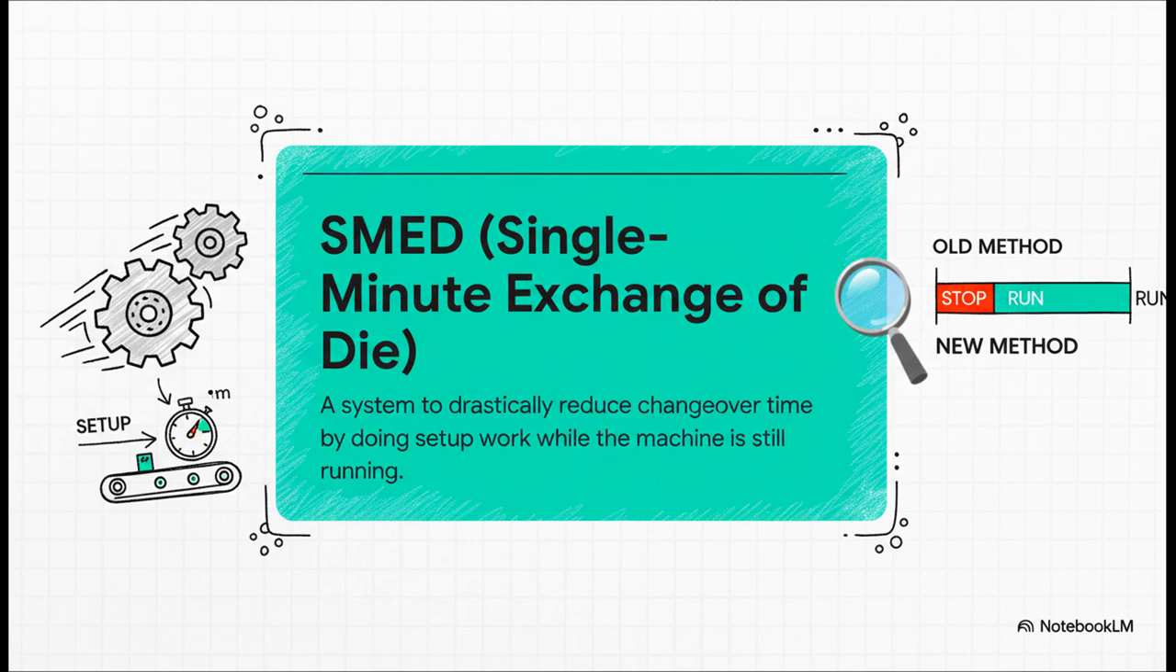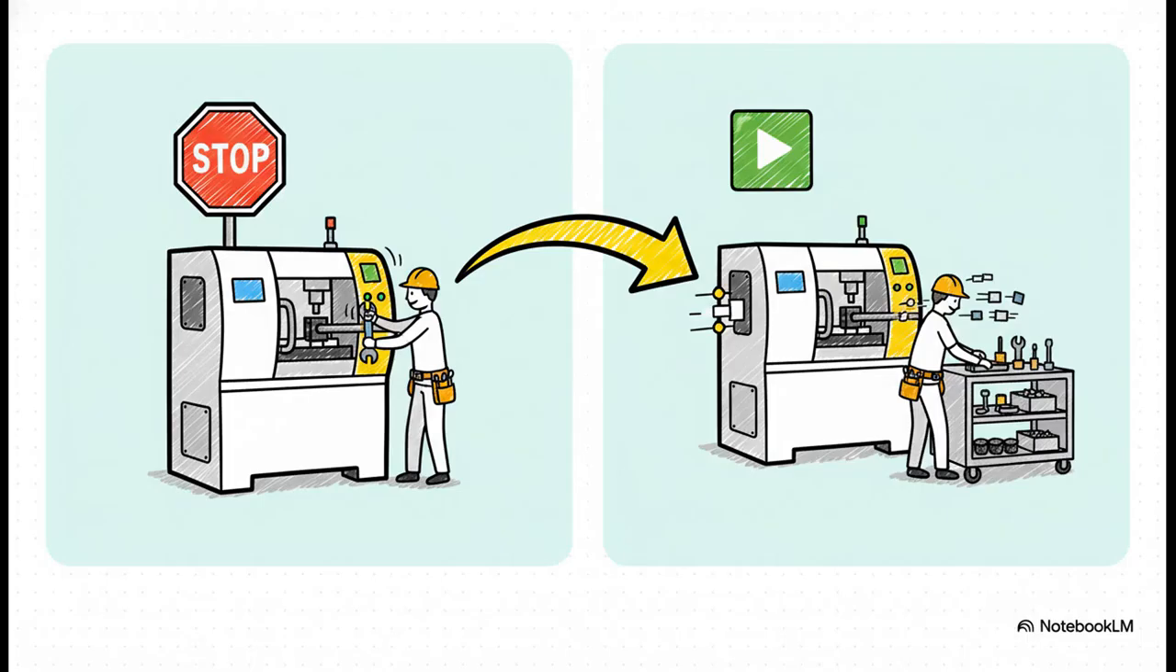That stands for Single Minute Exchange of Die. Now, don't get hung up on the single minute part. The goal isn't literally 60 seconds. The big idea is to make those changeovers between jobs crazy fast. And the secret sauce? It's all about doing as much of the prep work as you can while the machine is still running. And this is the absolute core concept of SMED.